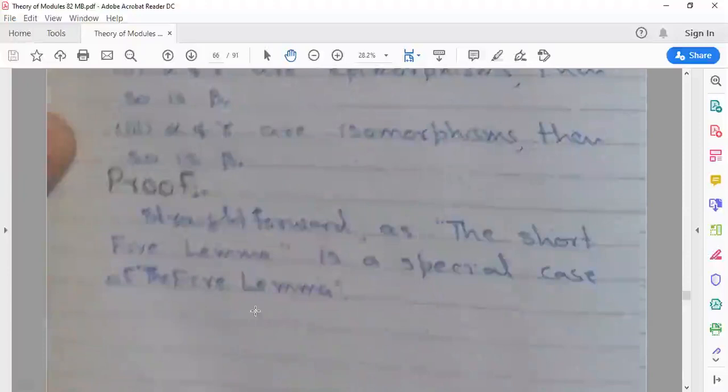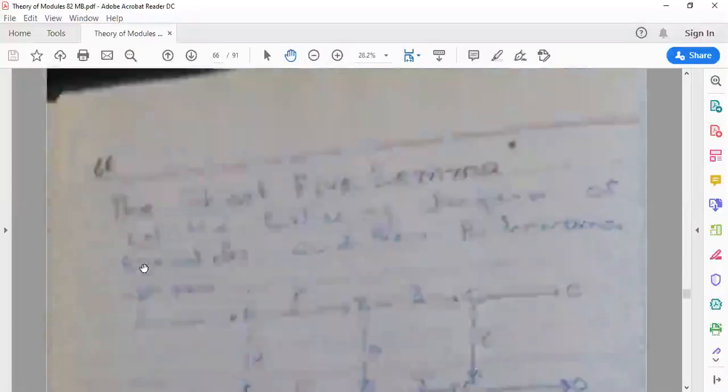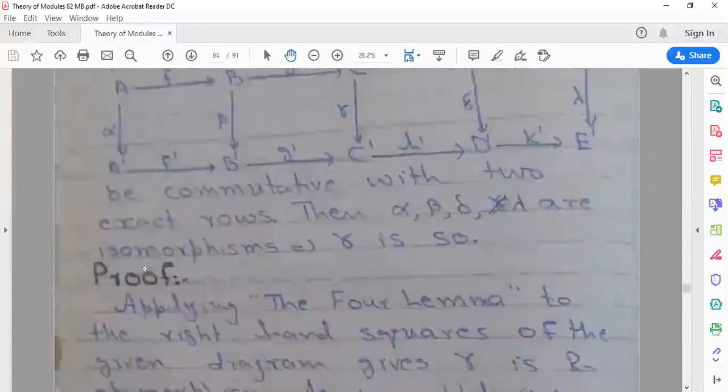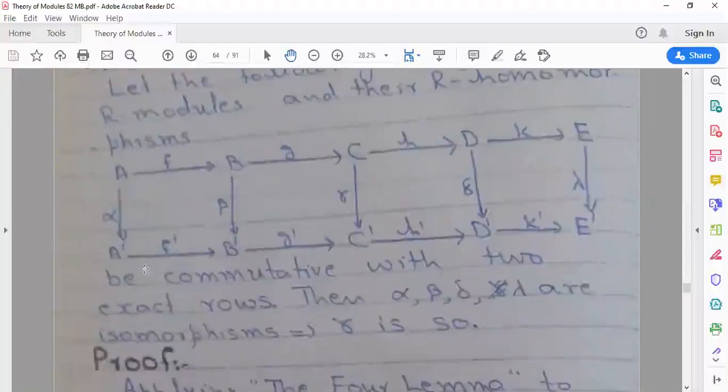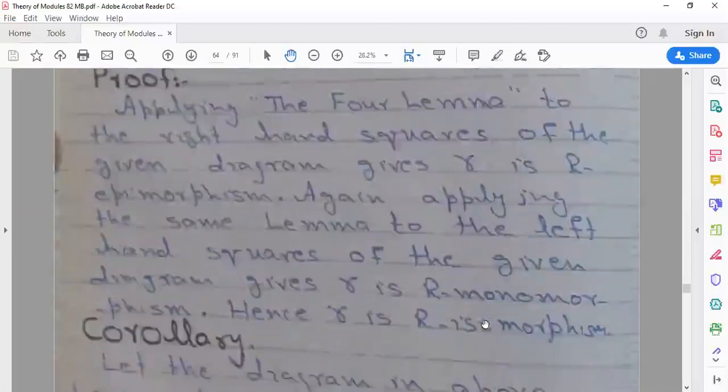So let's start the proof of this theorem. We have already proved in lemma 4 that beta is one-one, beta is onto, and beta is bijective. So this is a special case of lemma 4 and lemma 5. Let's see the statement of lemma 5. Here we prove that these functions are isomorphisms, so is gamma. So gamma is also an isomorphism, and this is the generalization of lemma 4. So we have proved that what?